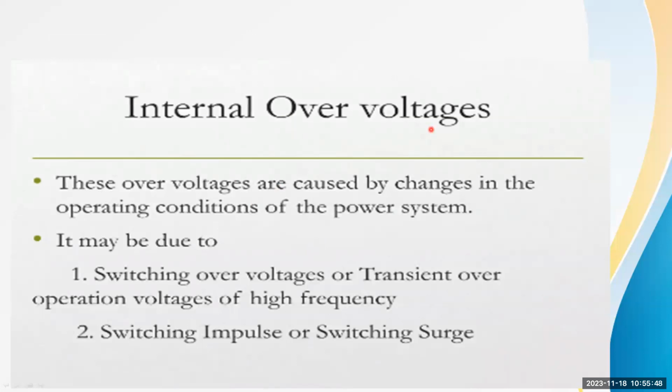So what are the causes? How are the internal voltages developed? It may be due to switching voltages, transient voltages, or voltage oscillations of high frequency. Because of sudden switching operations, by adding the load or by removing the load suddenly, switching voltages take place, and the time is very short. These are transient or high frequency voltages, switch impulses or switching surges.